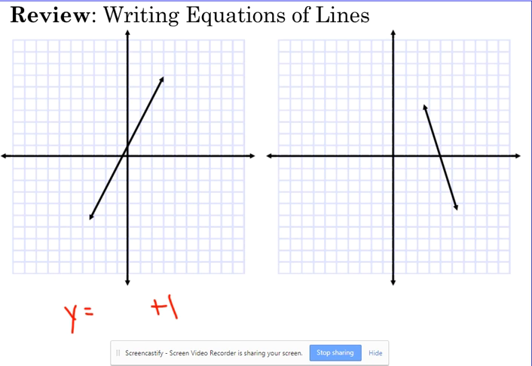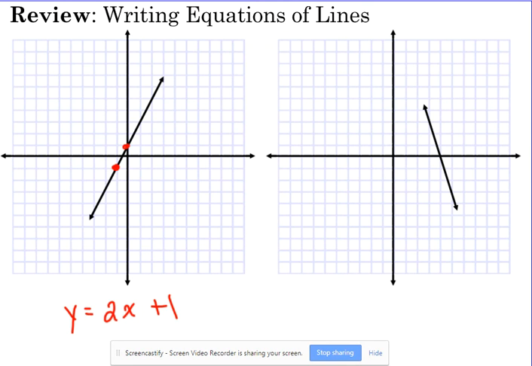What does the slope look like it is? 2. It's intended to look like 2. That's supposed to be a point, so we go up 2 and over 1, and that has a positive slope. So y equals 2x plus 1. That one's pretty easy because we can see where it crosses the y-axis.